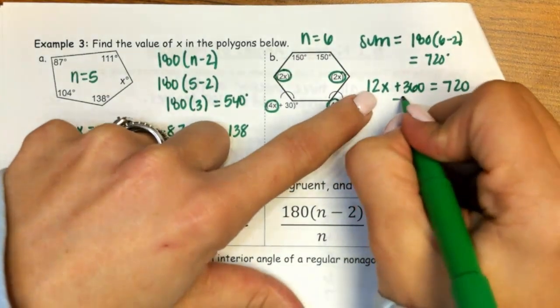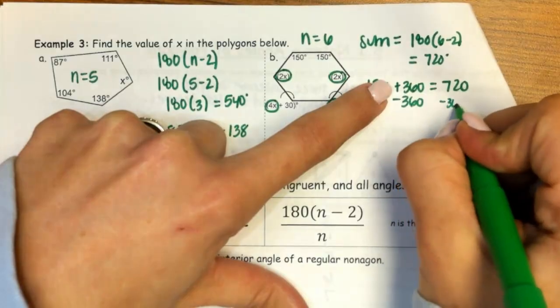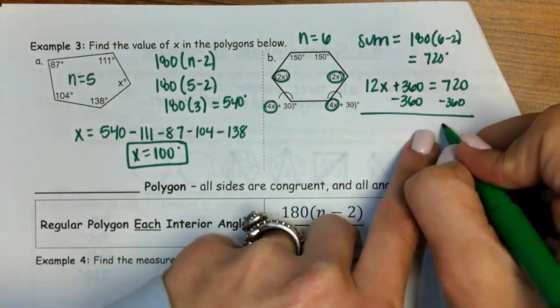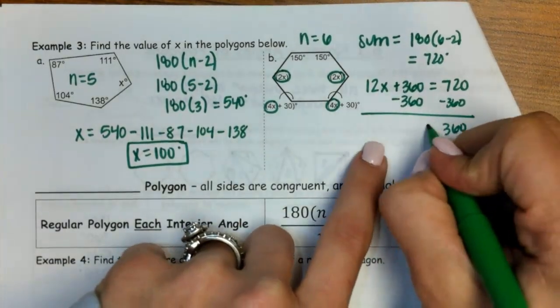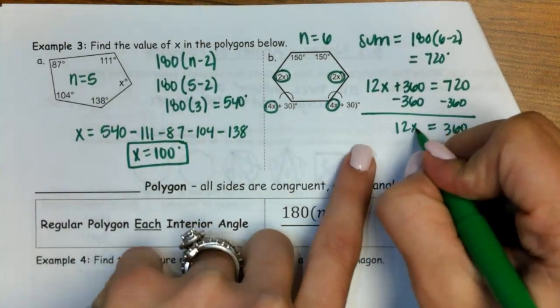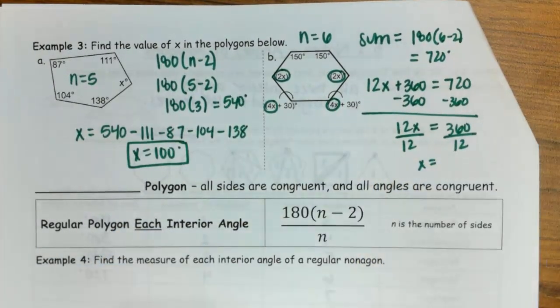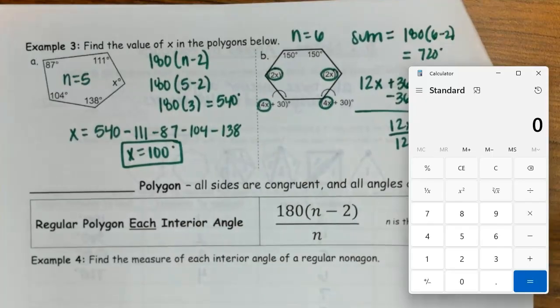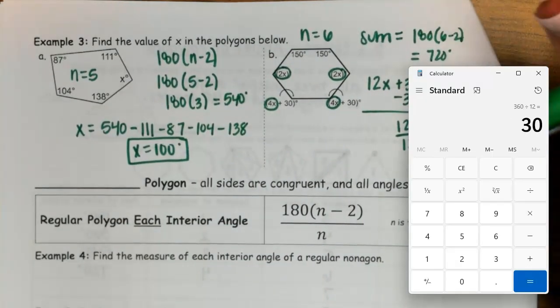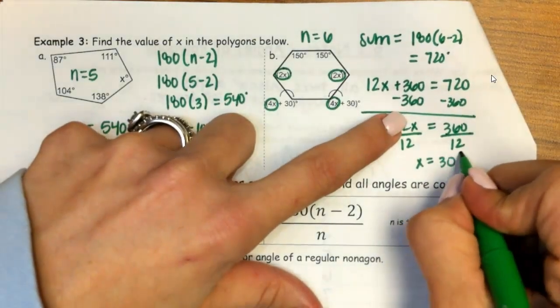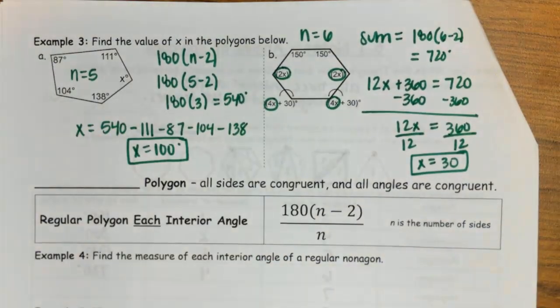Okay, so I'm going to subtract over 360. So that's going to get me 360, and that's equal to 12x. Then I'm going to divide by 12. So 360 divided by 12, I get 30. So x is equal to 30. Okay, so go to part 2 for the remainder of this video.